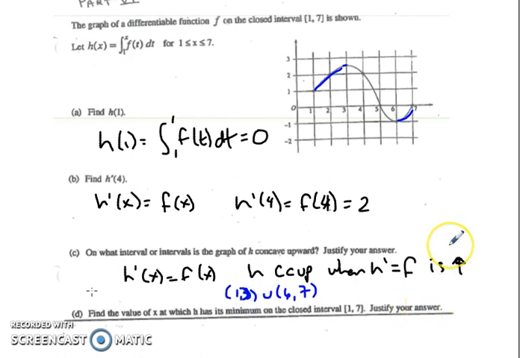And then the last problem is, find the value of x at which h has its minimum, and I think it means absolute minimum. It doesn't say relative, so we will assume absolute. So we have to compare the endpoints to the critical point. Now, h prime of x equals f, and the derivative of h changes from positive to negative at 5, which creates a local max on h. So that is actually not a candidate for the value that we need, the absolute minimum.